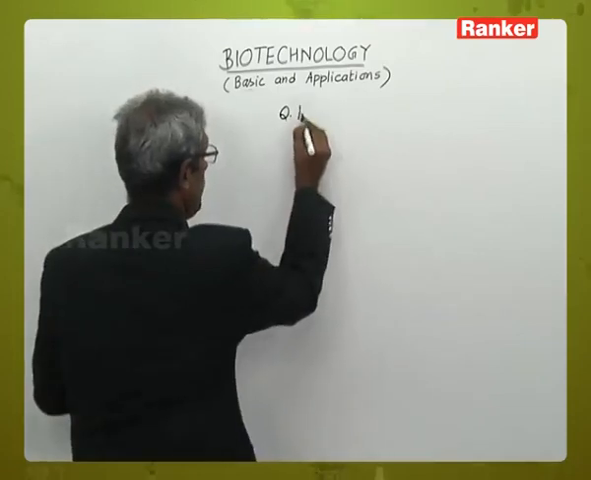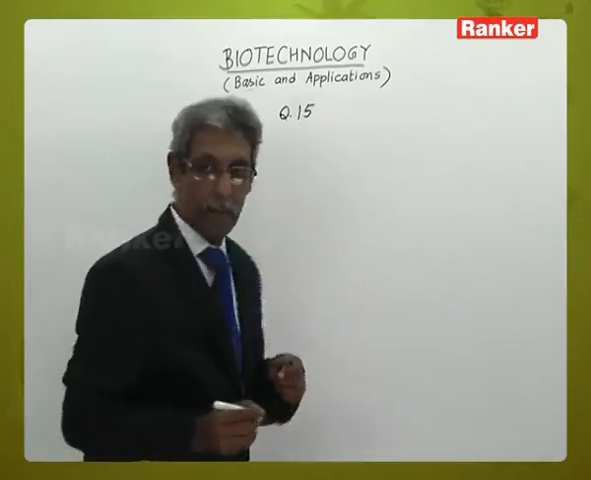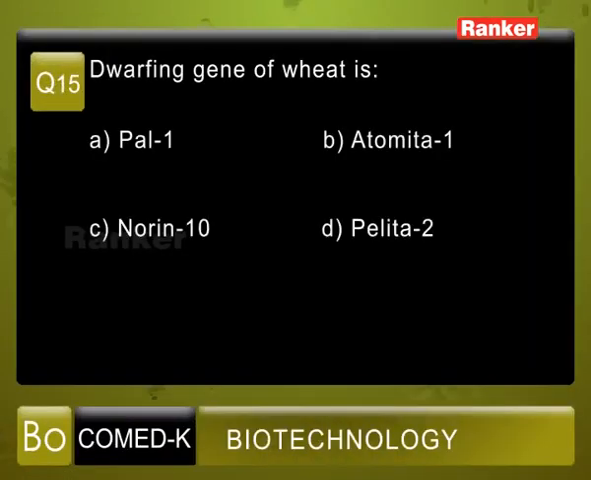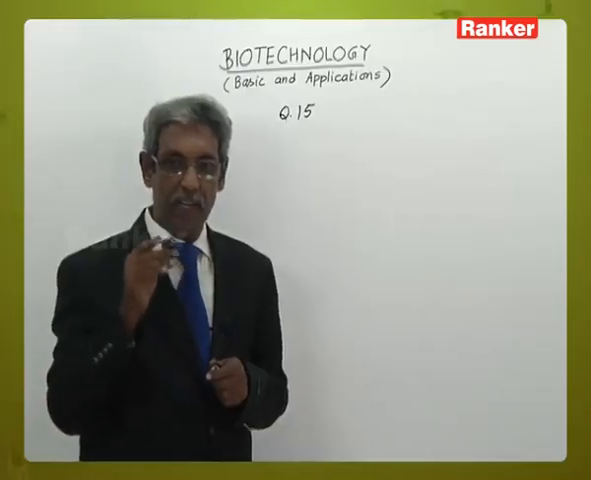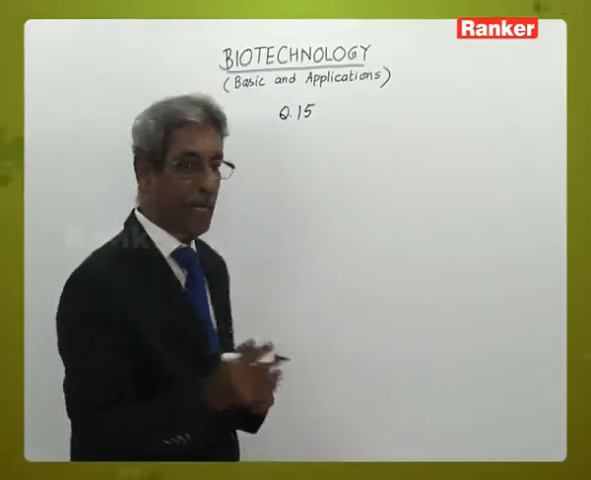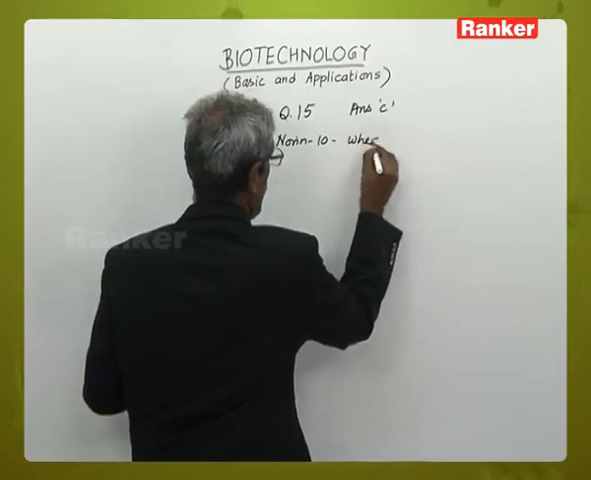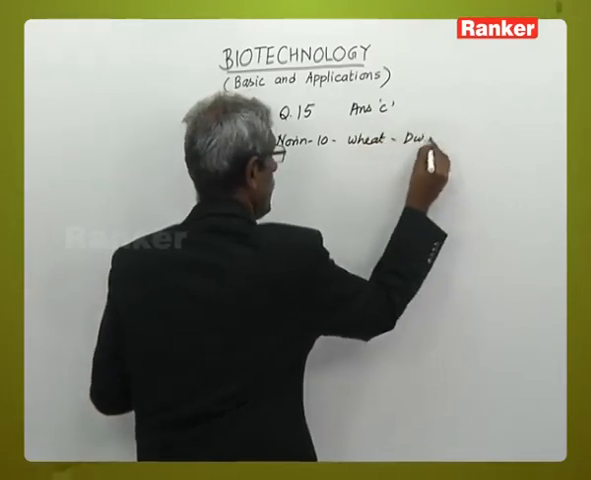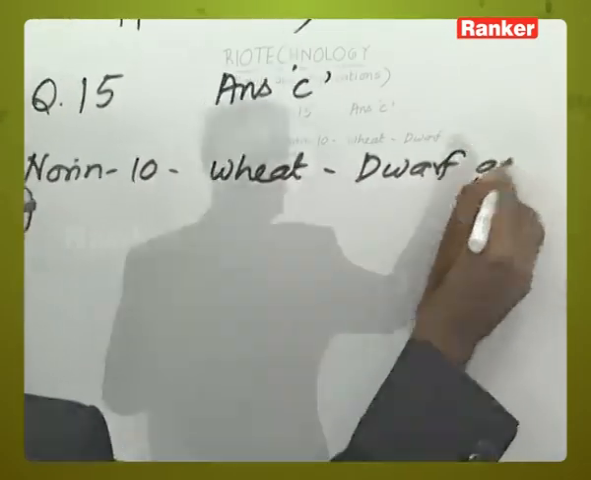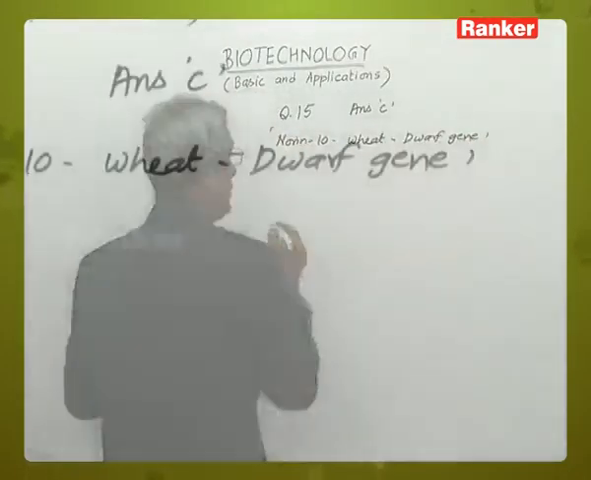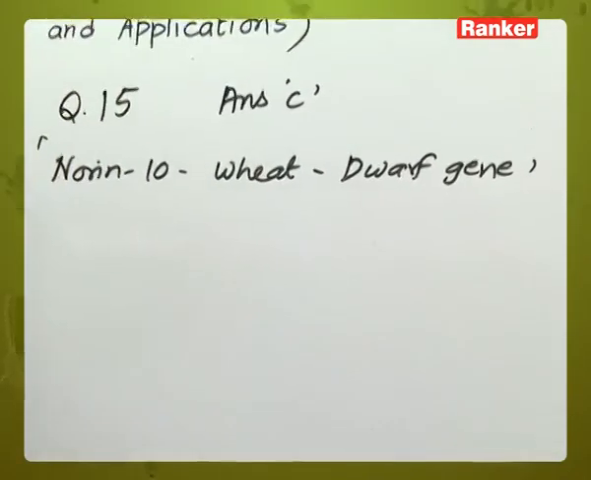We go to question number 15. Dwarfing gene of wheat. Dwarfing gene of wheat is popularly termed as Norin 10. Answer is C. So, Norin 10, wheat and dwarf gene. These are the words which have to be associated for this sort of question.